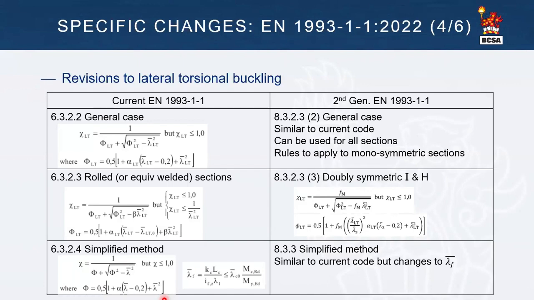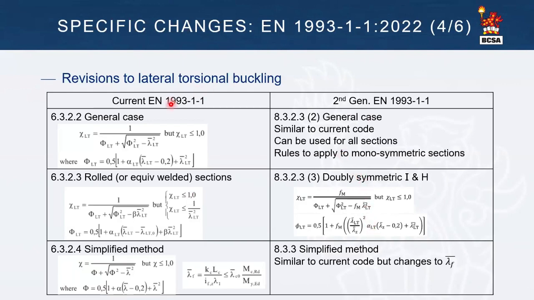In this slide, again, I compare what's now in the current code and in the second generation for Part 1.1. We currently have three different sections on the left of the table. You have a general case, rolled sections, and then a simplified method. What is now being proposed is, again, a general case, the case for doubly symmetric I and H sections, and again, a simplified method.